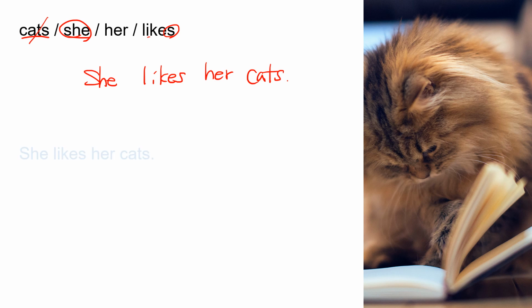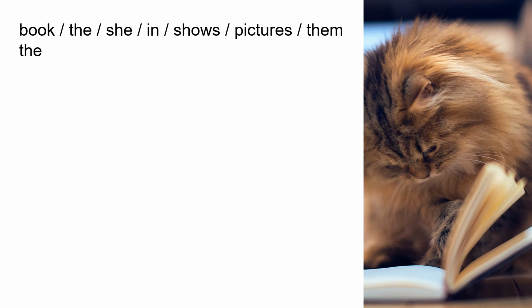So read this part together. Likes her. So when H has a word in front of it, H is silent. So likes, and the H is silent, likes her. She likes her cat. And then the last one for today, it's a long sentence.